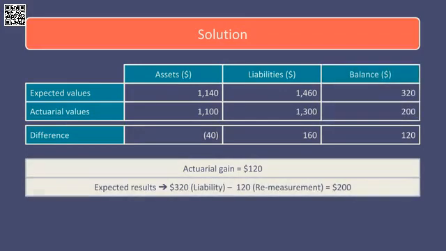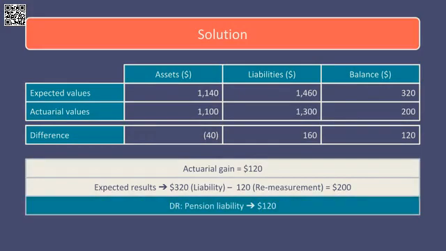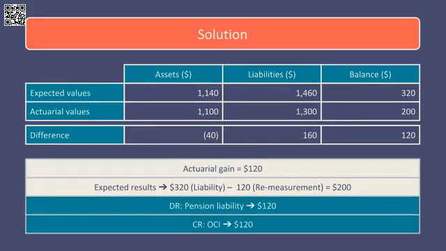Based on the journals posted, the balance sheet will show a liability of $320. Less the remeasurement of $120 brings the liability to $200. Credit OCI $120, debit pension liability $120. Look over at this table before you move on, because it shows where the figures for recording the journals came from.